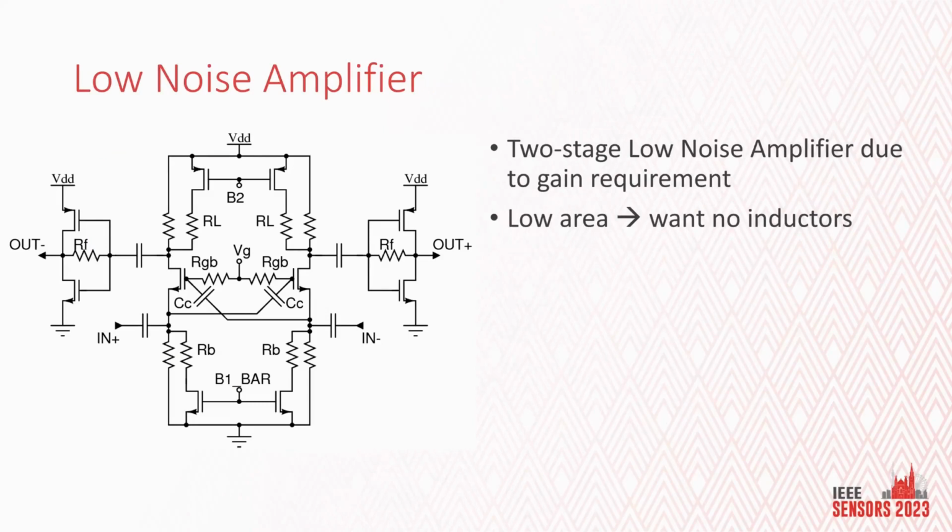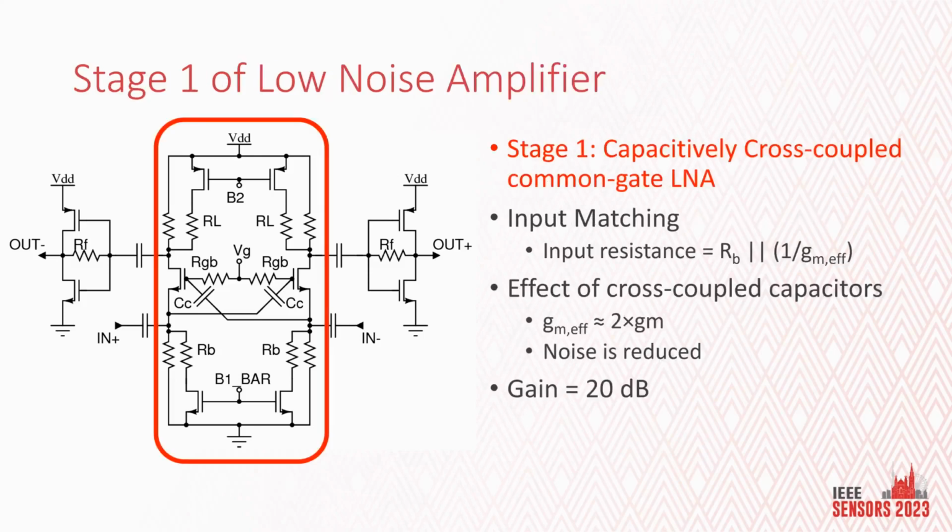This brings us to the low noise amplifier, which is actually a 2-stage low noise amplifier because we want a large gain. And also because the entire setup has to be concentrated on a very small die area, we want no inductors. Therefore, the authors have devised a topology with no inductors. This naturally brings us to stage 1, which is a capacitively cross-coupled common gate LNA.